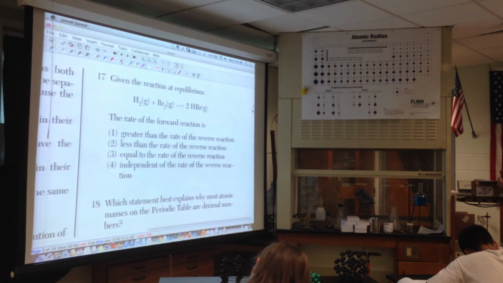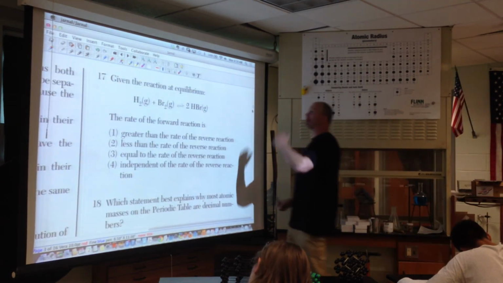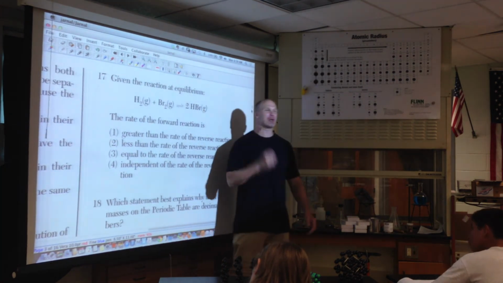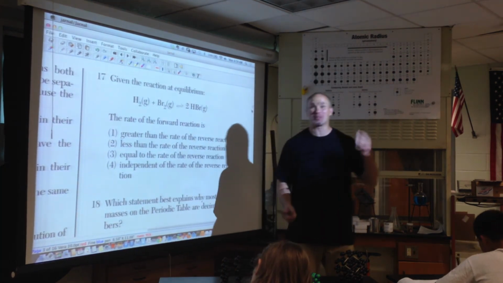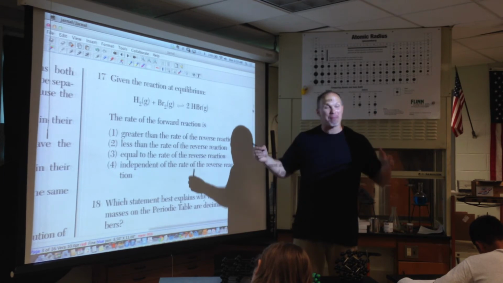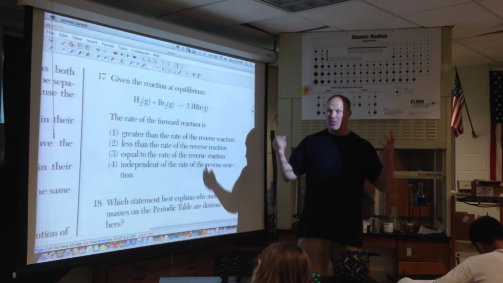17. The rate of the forward reaction is what? This is equilibrium for the millionth and one time. There's two things you got to know about equilibrium. The rate of the forward equals the rate of the reverse. And because of that, the amount of the reactants and products stay the same.